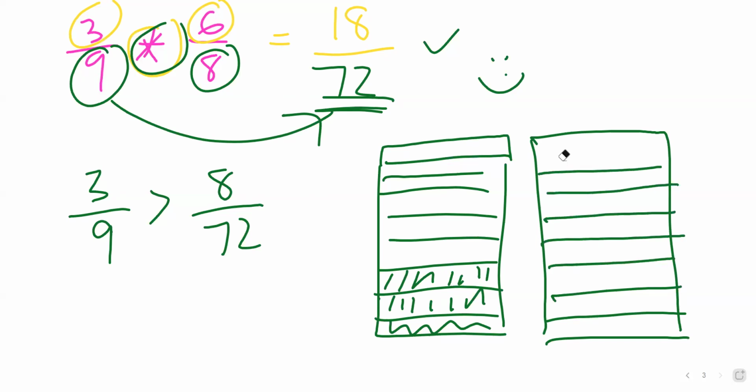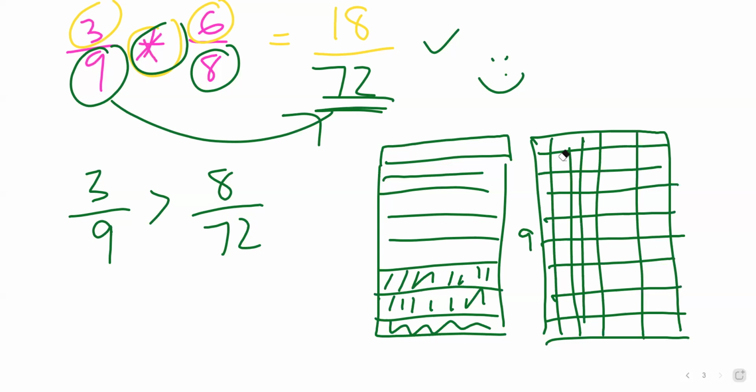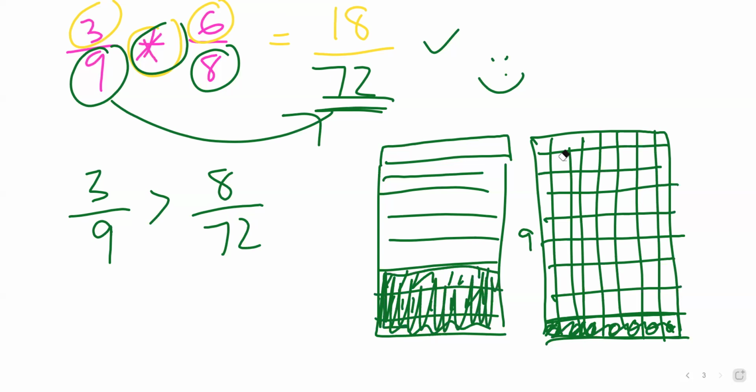I'm just gonna copy that. That'd be 9 on this side, and then that would be 8 on this side. So there's 72, and I have 8 of them. So 1, 2, 3, 4, 5, 6, 7, 8. So that's just this section here. So we can see by the model, right, that 3/9 is a lot larger than 8/72.